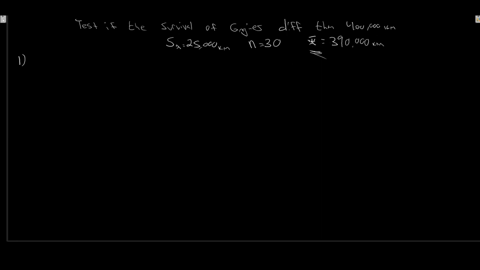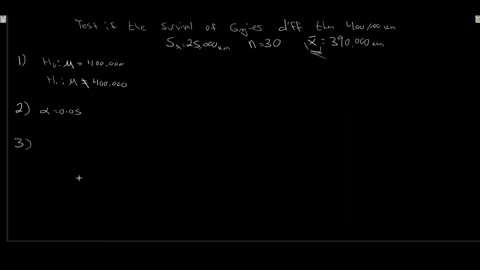The reason why I say that is because often people will look at this sample mean and say, oh, clearly X bar is less than mu, therefore we'll be testing the alternative that mu is less than 400,000. But no, that's not what the question is actually asking. What the question is asking is test if the survival of engines is different than 400,000. So essentially I'm just saying, is my true population mean any different than 400,000? That is, that it's not equal to 400,000. My null then would be that they are in fact equal to 400,000. Let's test that again at a 5% significance level.